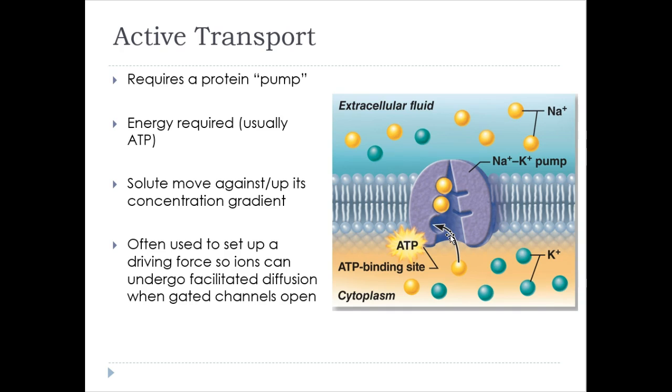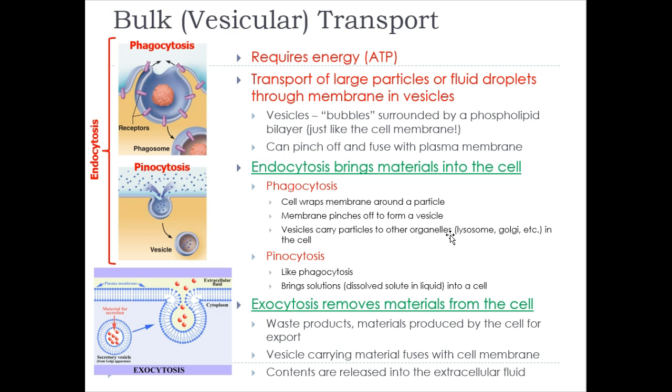And that requires energy to do that. If we have to move things in a large amount, we're going to use these bulk transport methods, and they're called phagocytosis or pinocytosis. And basically what happens is, with this one, you're going to see that they're going to make a little lipid bilayer.